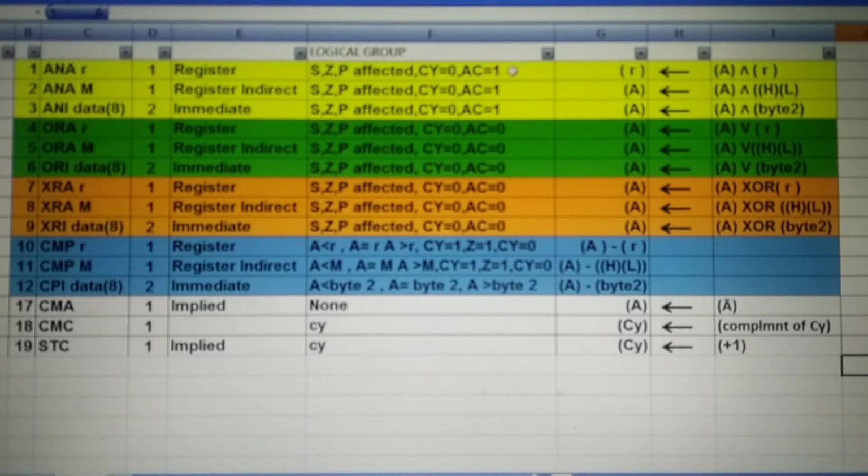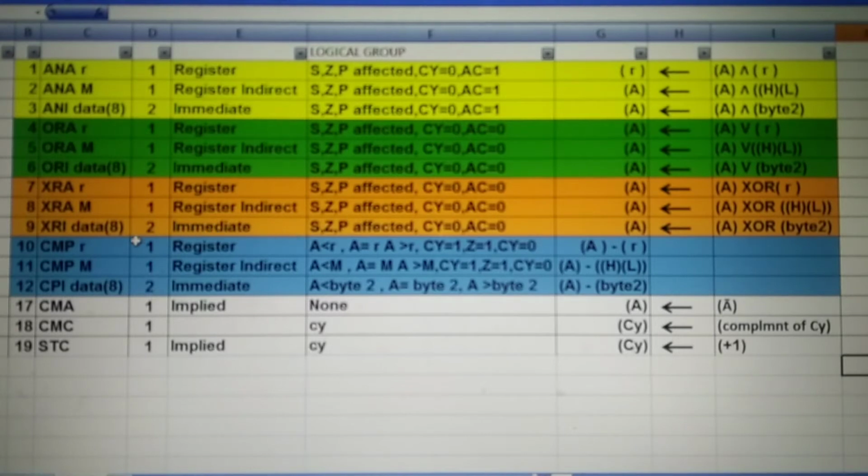But in AND operation, carry flag is reset and auxiliary carry flag is set. For all the 3 instructions, carry flag reset, auxiliary carry flag set. But for OR operation and exclusive OR operation, carry as well as auxiliary carry flag will reset.